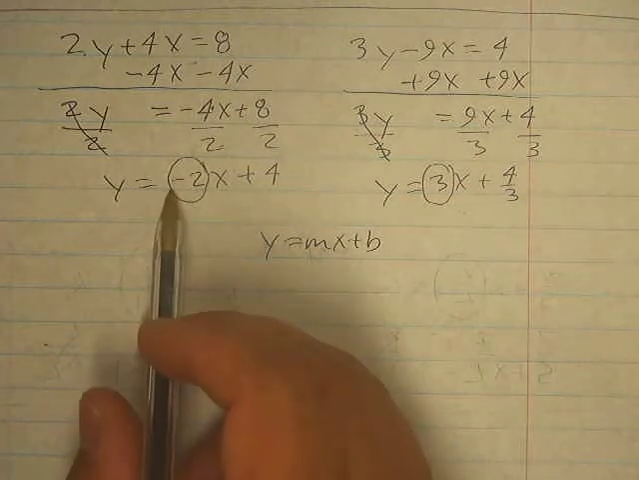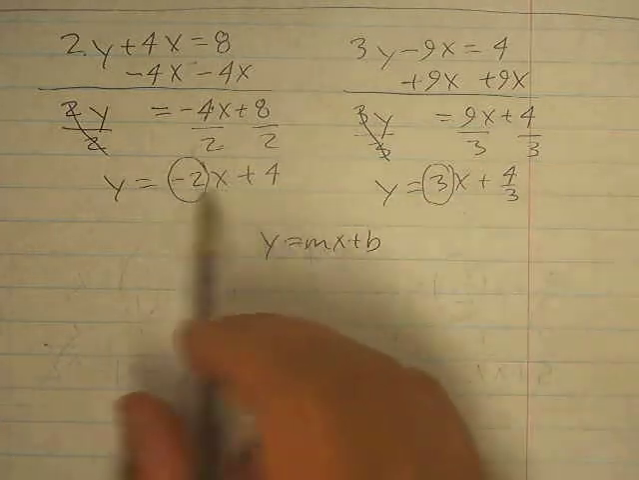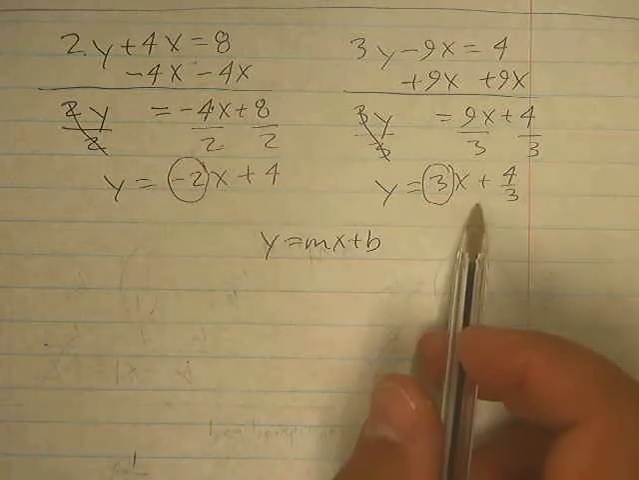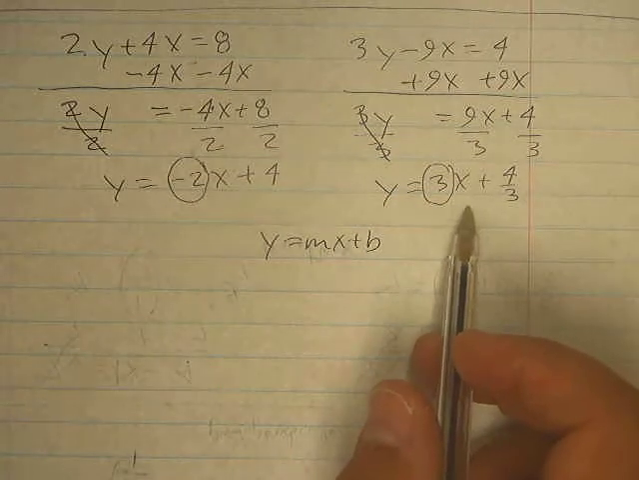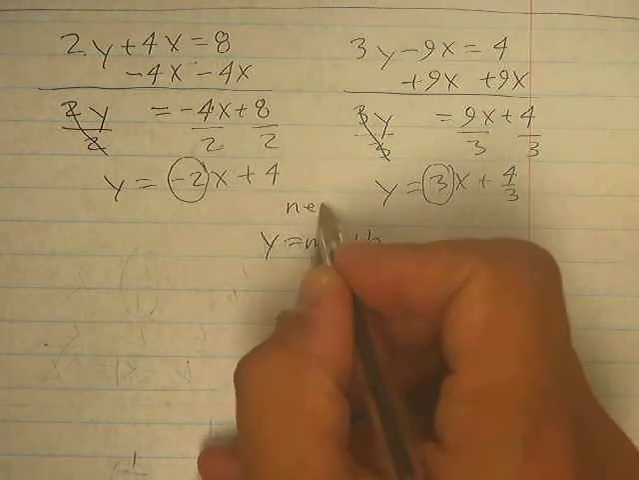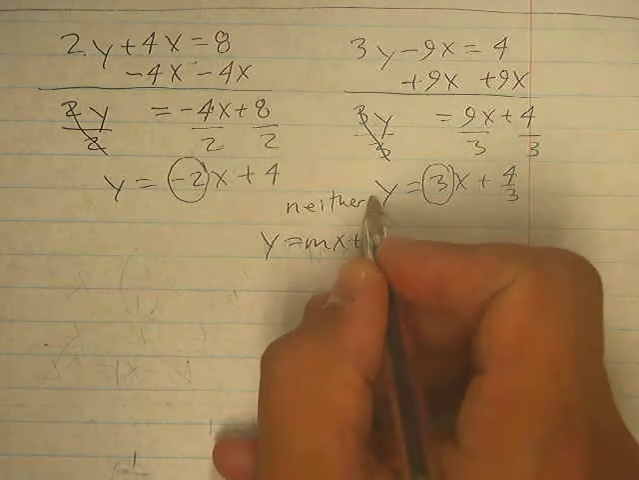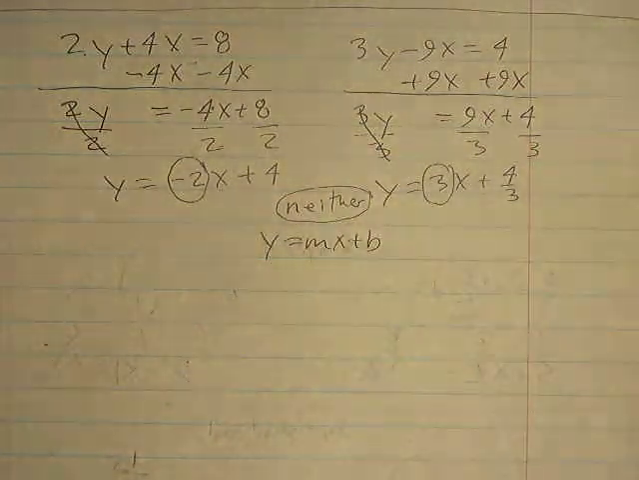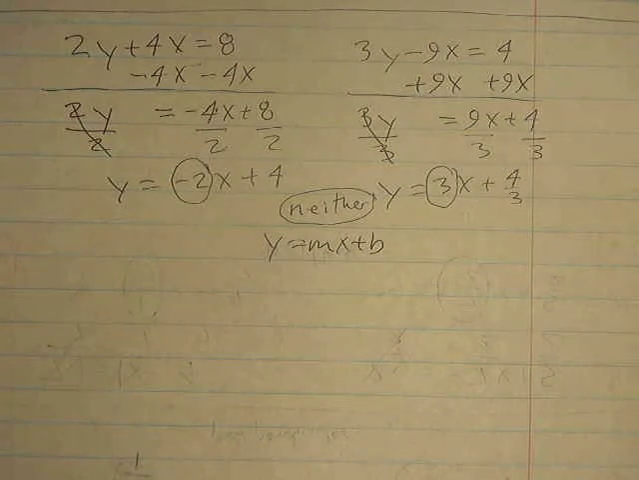Now when it's in y equals mx plus b form, which is what I have it in right now, I look at the slope, which is m. Negative 2 and 3. Are they the same? No, they're not the same, so it's not parallel. If they're opposite reciprocals, they would be perpendicular. They're not that either, so they are neither.